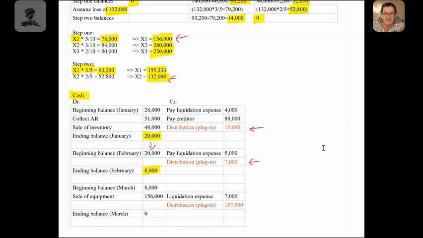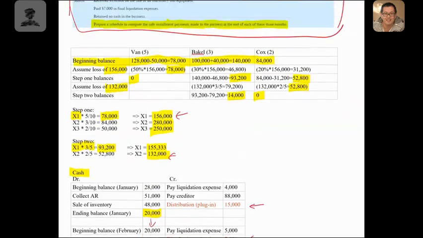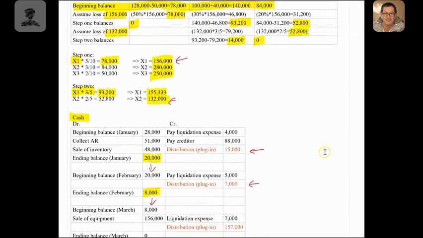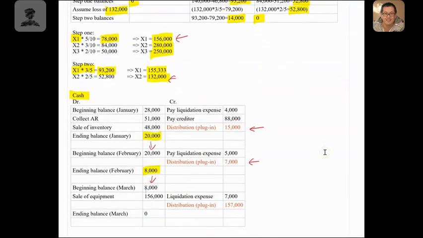Then let's move on to March. March's beginning balance is February's ending balance, that's 8,000. In March, they sold some of their equipment for 156,000 cash, and they paid another $7,000 for liquidation expense. And then they decide at the end of March they are going to maintain no cash at all, zero cash, and they are going to distribute everything they have, all the money they have, to the partners.